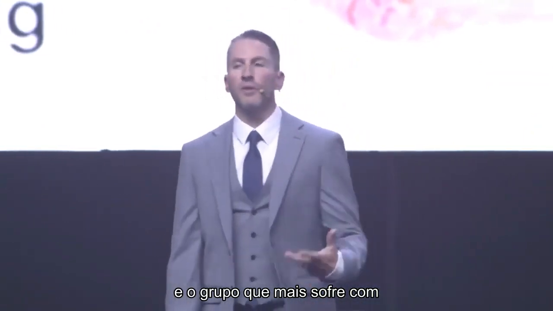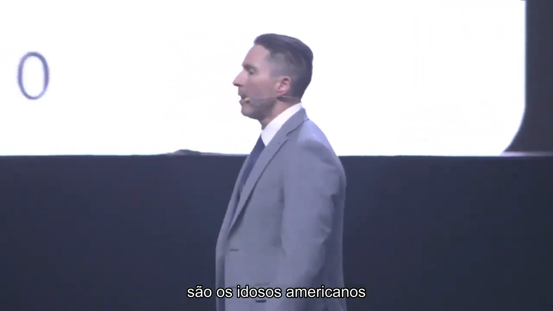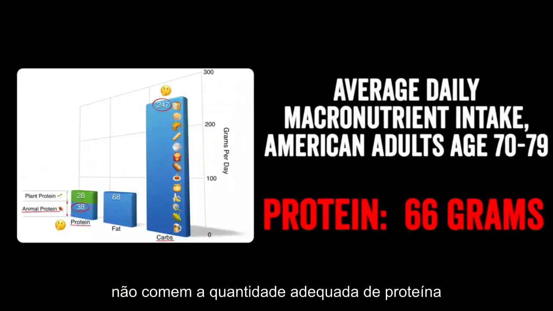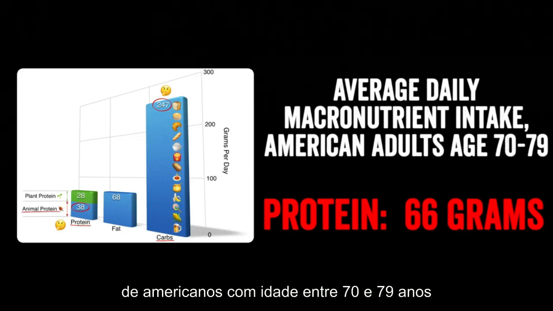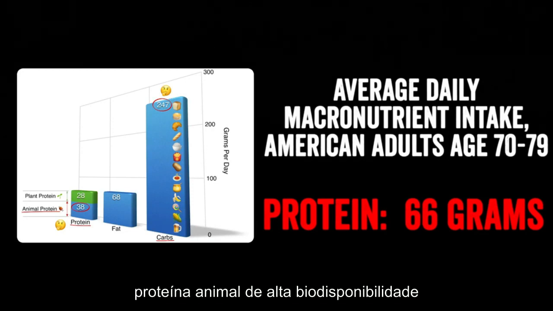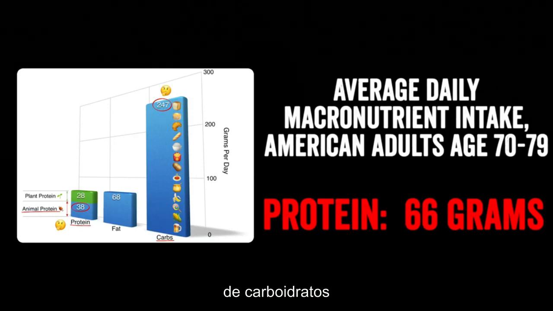And the biggest group that suffers from too little protein is older American adults. Almost half of Americans over the age of 50 do not eat adequate protein. And this is a graph of the actual macronutrient intake in American adults aged 70 to 79. They're only getting 66 grams of protein a day, which is below the world average, and only 38 grams of highly bioavailable animal protein. Instead, they're eating 247 grams of carbohydrates.